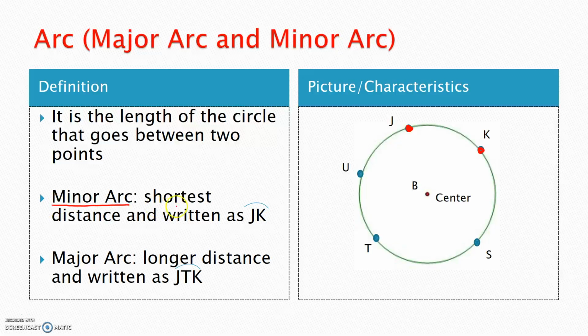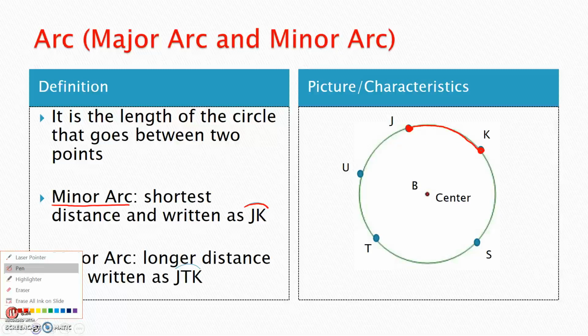The minor arc is the shortest distance, and it's written as JK with the little arc symbol up top. So we use J and K. We only use 2 letters, and we use a little arc sign right up top of it to show that, hey, it's the shortest distance. Just go straight from J to K.